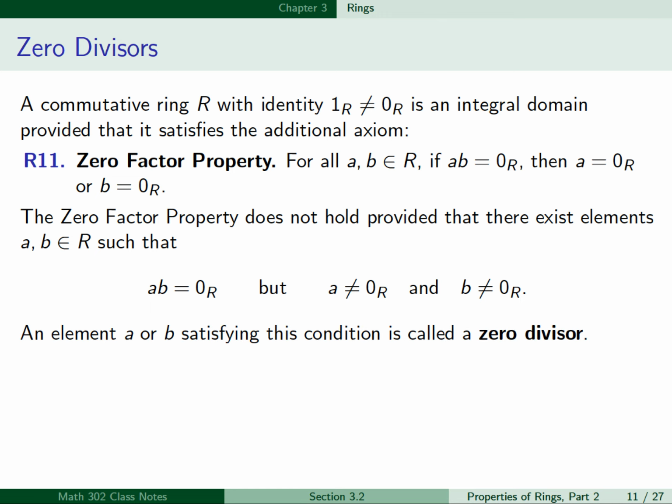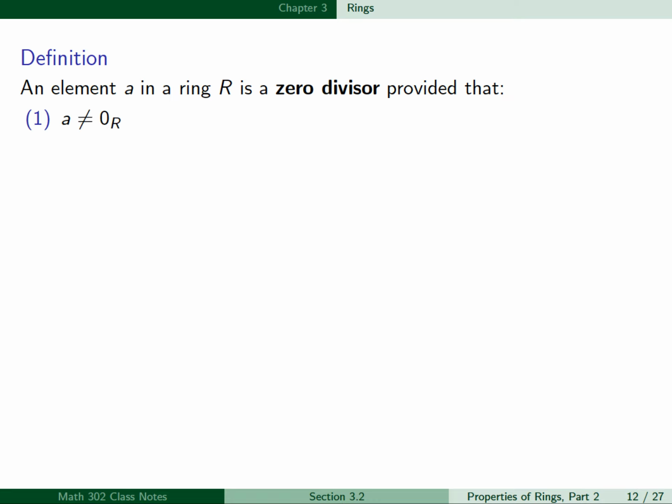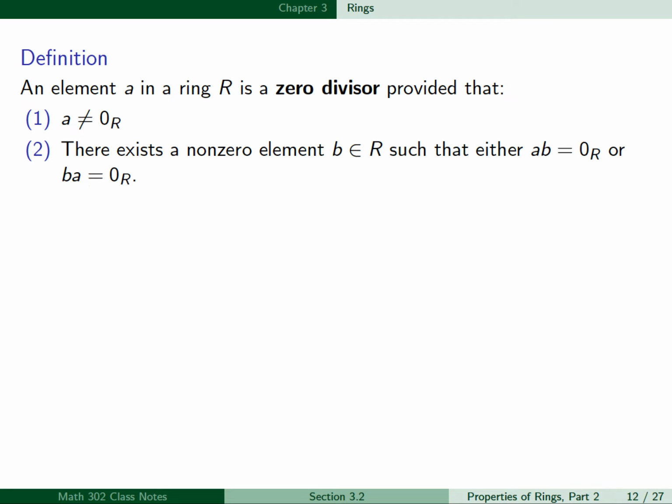Now an element a or b satisfying this condition is called a zero divisor. So here's the formal definition. An element a in a ring R is a zero divisor provided that first, a is not equal to 0 sub R, so it's not 0. And 2, there exists a non-zero element b in R such that either a times b is 0 sub R or b times a is 0 sub R.